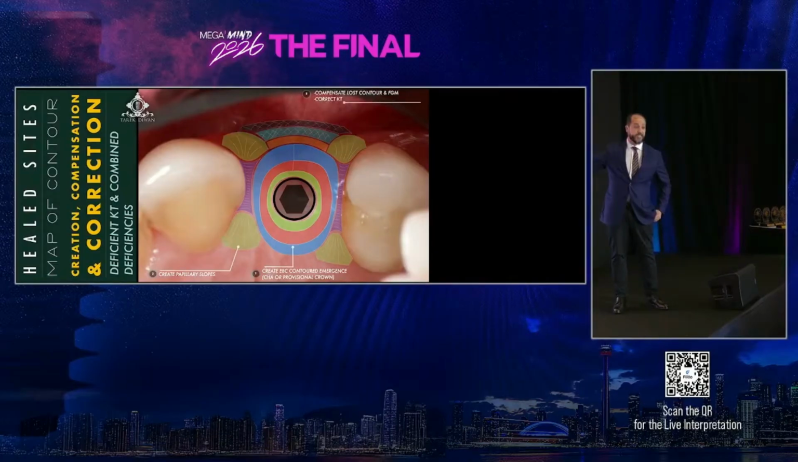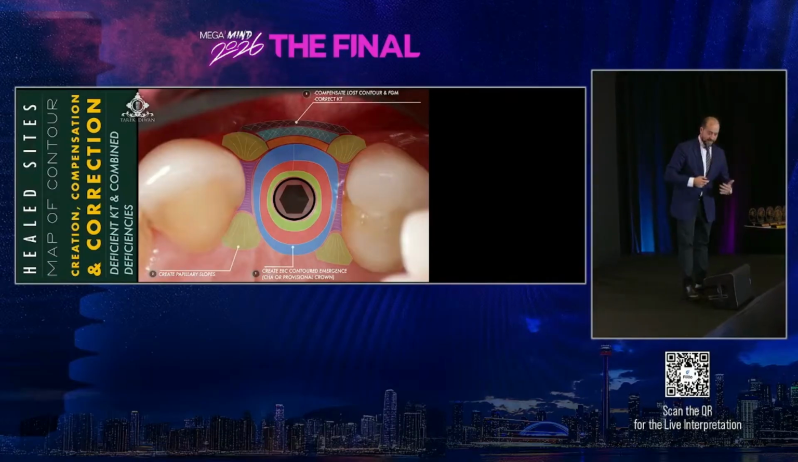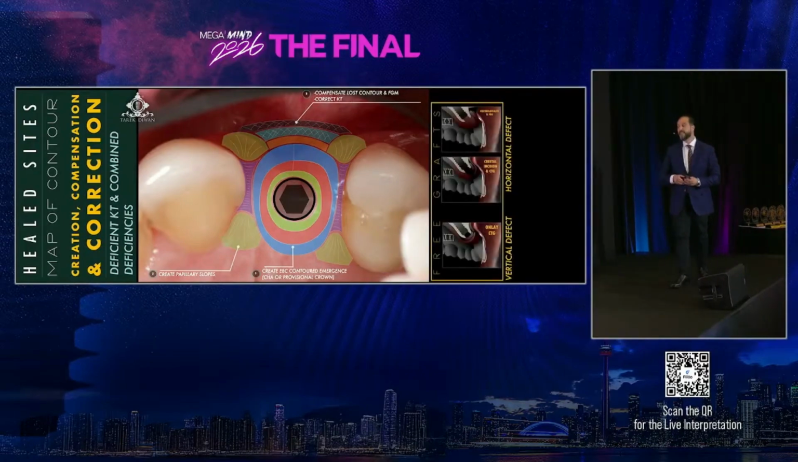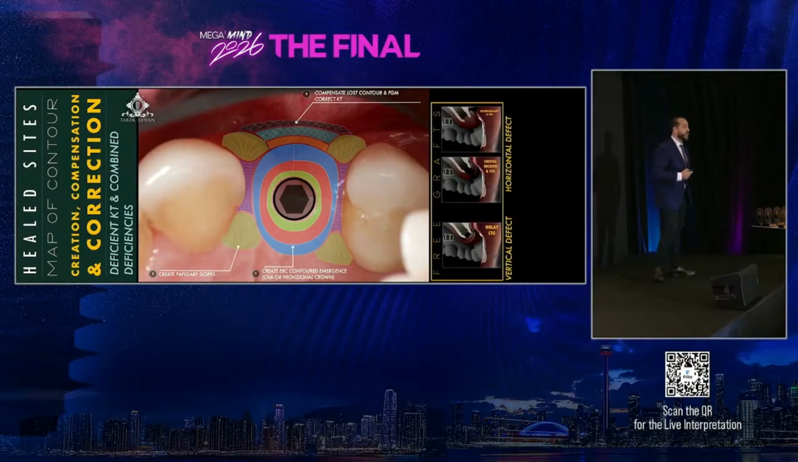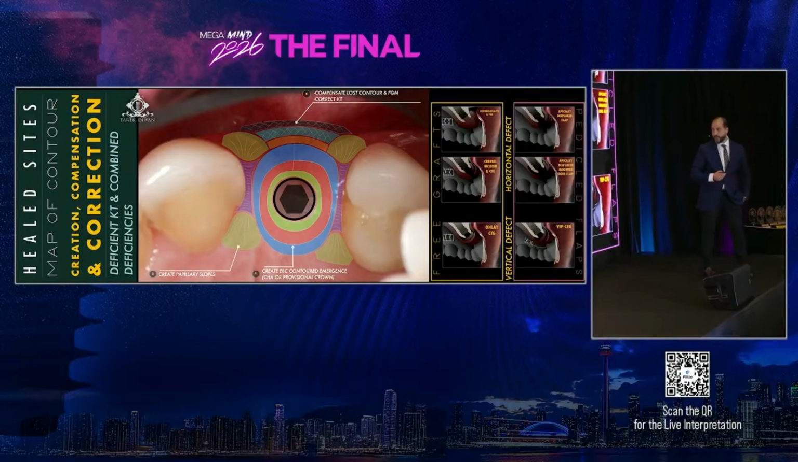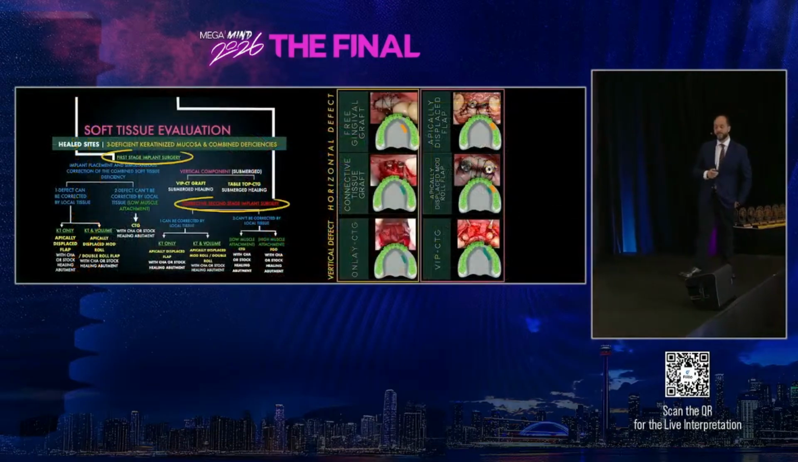That's why in such cases, we follow the map of contour creation, compensation, and correction to be able to compensate the lost volume and also correct the keratinized tissue on the labial side. This can be achieved with three free grafting methods, or three pedicled alternatives, that can be done on the first stage or even on the second stage surgery.